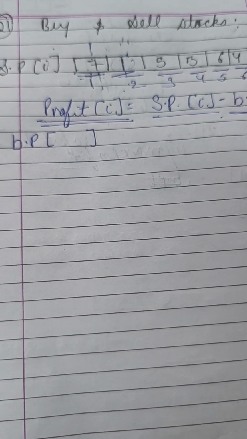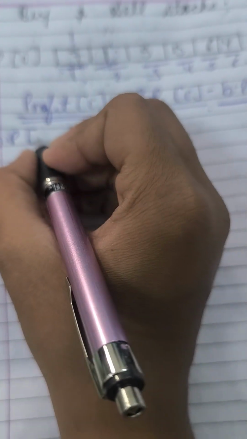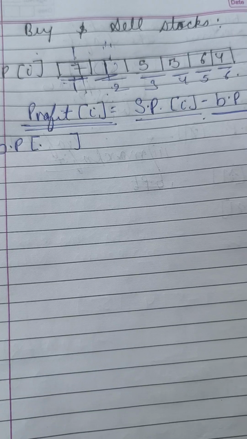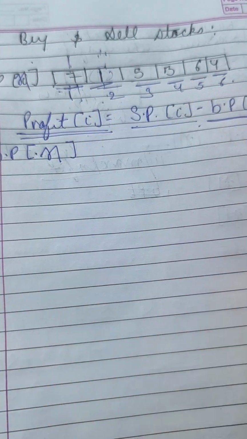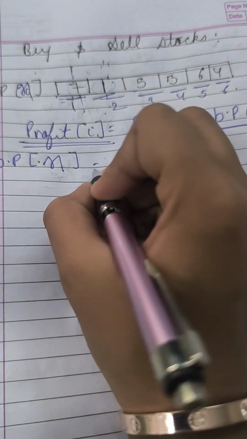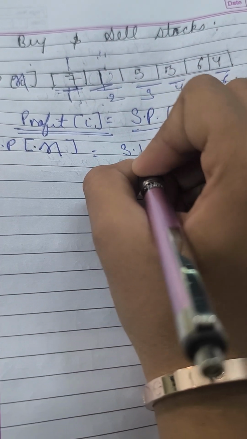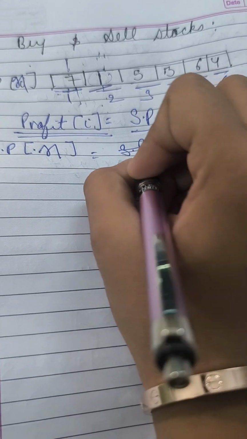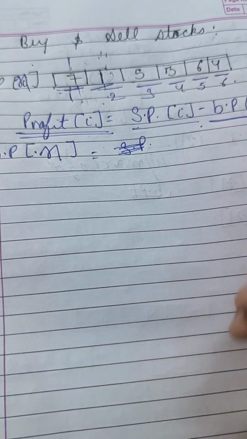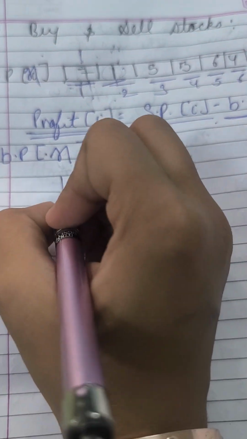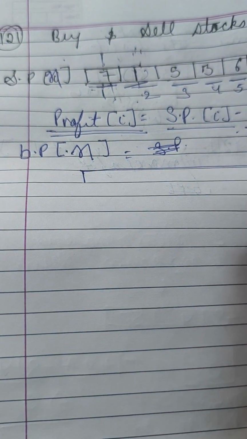So see over here, the buying price I am taking, suppose right now as I am dry running it, I am taking it as n. Okay, selling price is also n, buying price is also n. So for taking out the buying price, what I have to do is create an array of the same size.